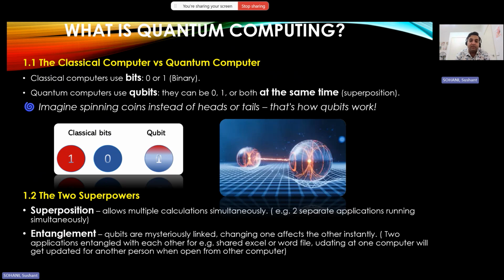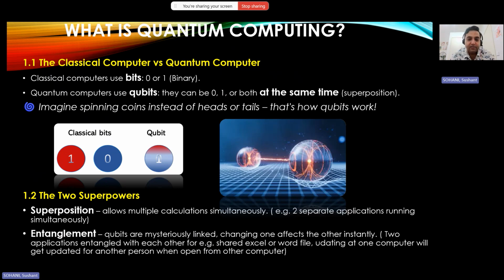Imagine spinning coins instead of heads or tails. That's how qubits work. In heads or tails, you have binary: either you win or you lose. That is 0 or 1. But in quantum computing, it's no win or loss, it's a tie. Just for fun, but this is how it works simultaneously.